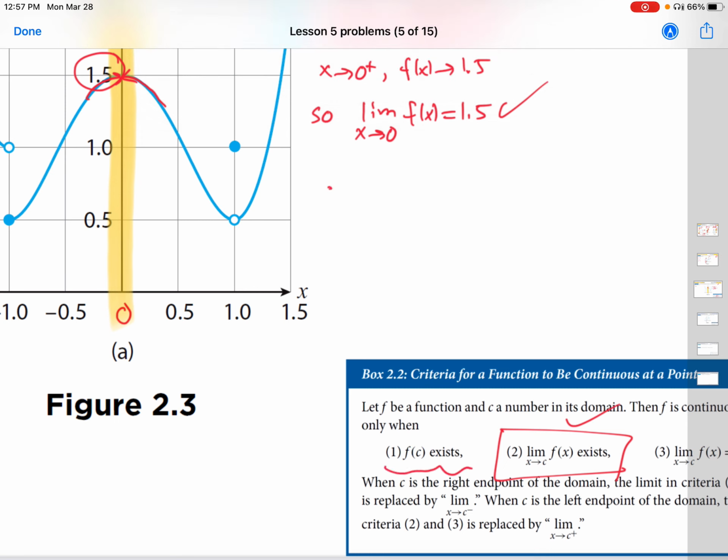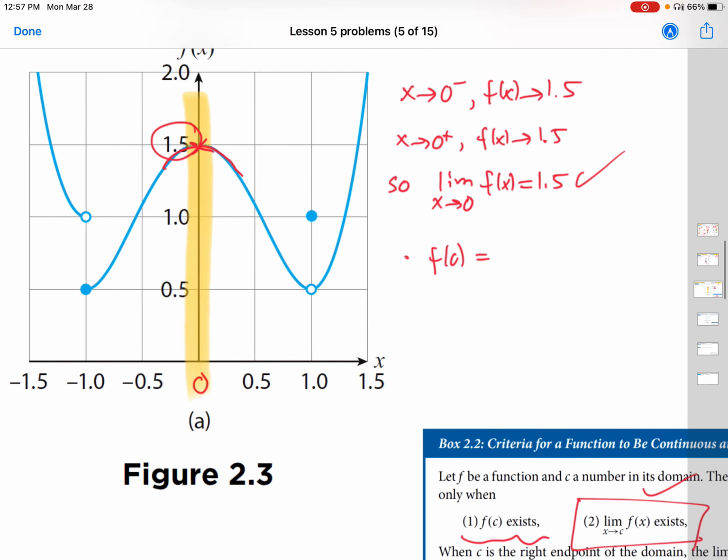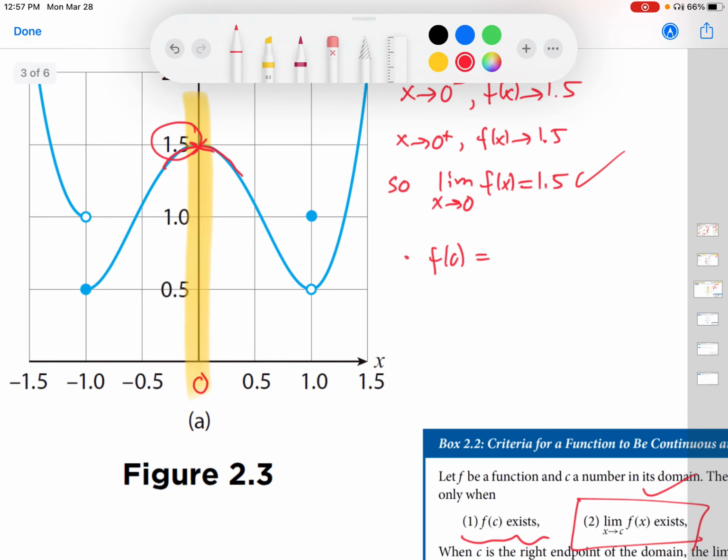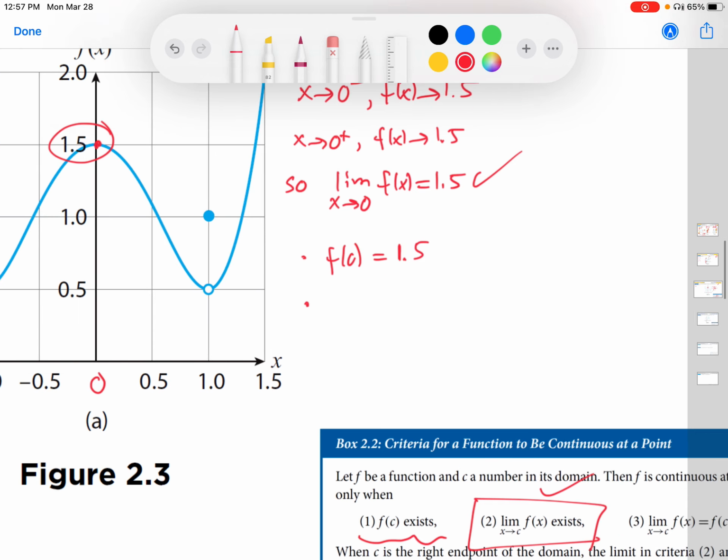First, down here, does f of 0 exist? What is f of 0? It is the y value at x equals 0. The y value at x equals 0 appears to be 1.5. So that is a number that exists. Great, so that works too.